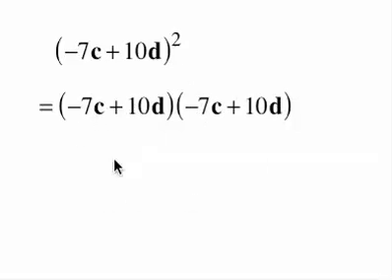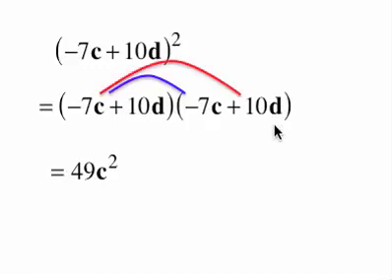So we're going to start with the negative 7c. It's going to multiply everything. So the negative 7c multiplies this negative 7c, giving us positive 49c squared. Then the negative 7c multiplies the 10d, giving us negative 70cd, right? This is the first, and the red line is for the outers.